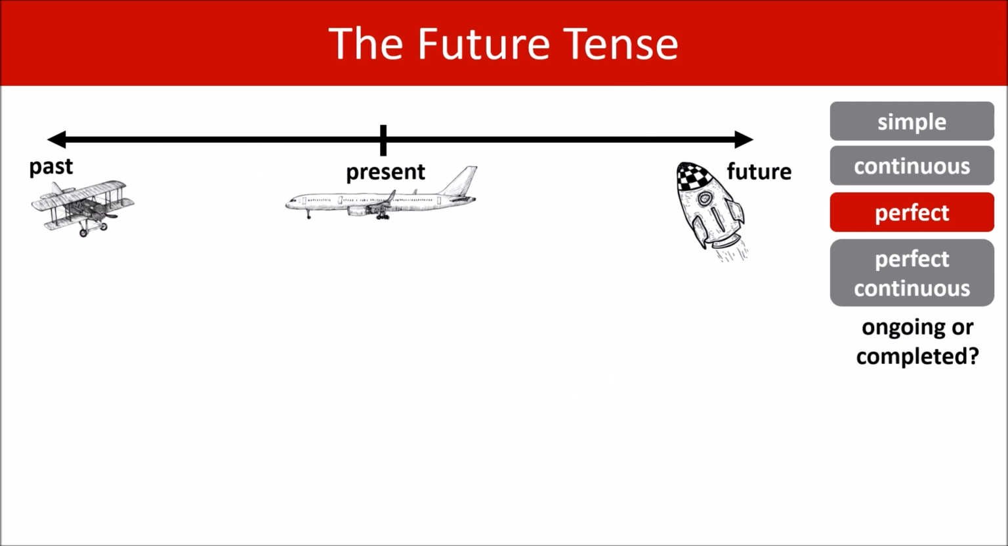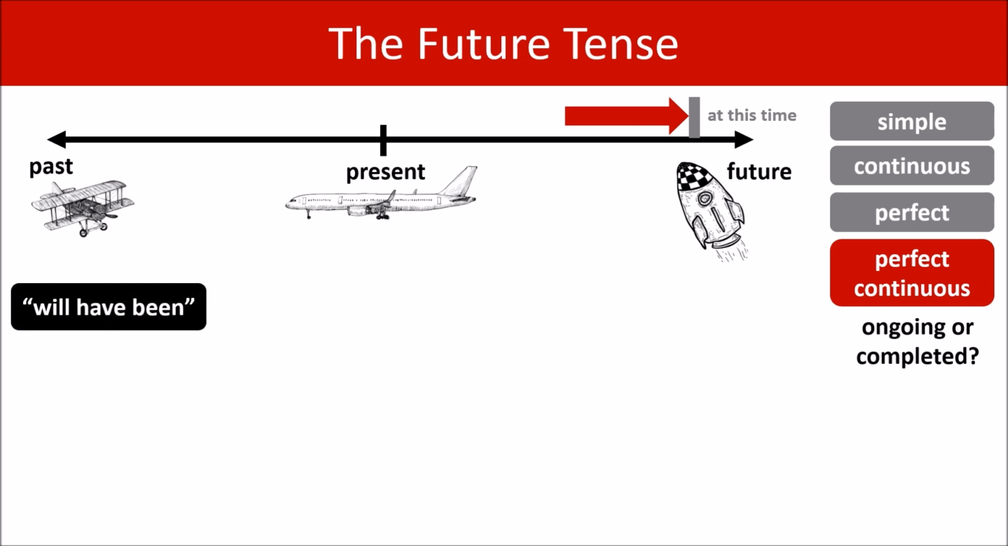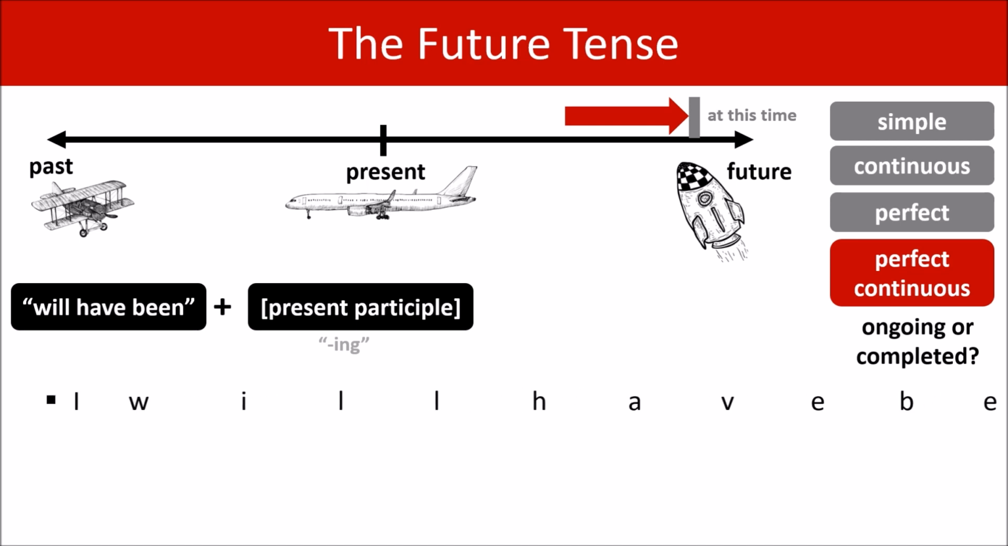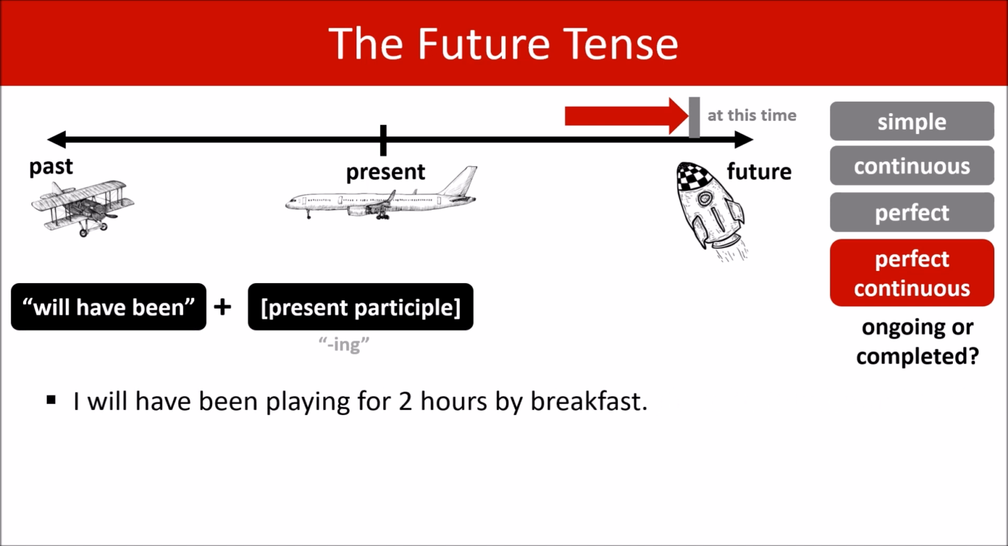Let's keep going. We're on the last one, the perfect continuous tense. This is for an ongoing activity that will be completed at some time in the future. The construction we use is will have been plus the present participle. Remember, that's just the form of the verb that ends in ing. Here is an example. I will have been playing for 2 hours by breakfast. Will have been playing. That's the future perfect continuous tense.